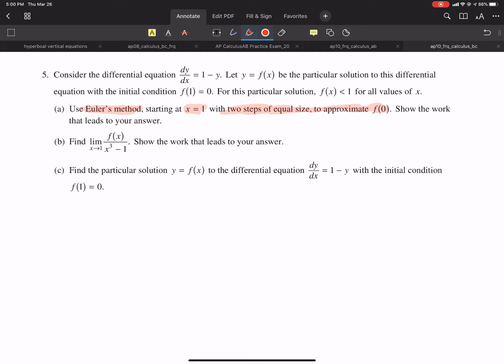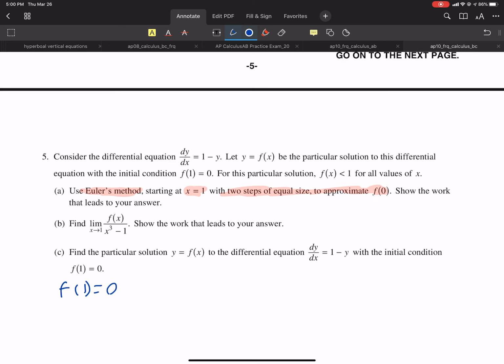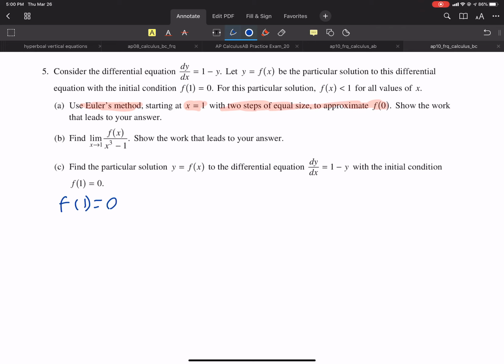So we are given f of 1. F of 1 is 0. And we're actually going backwards. So delta x is actually going to be negative 0.5 because we're trying to get to 0, and it'll take 2 steps of negative 0.5.